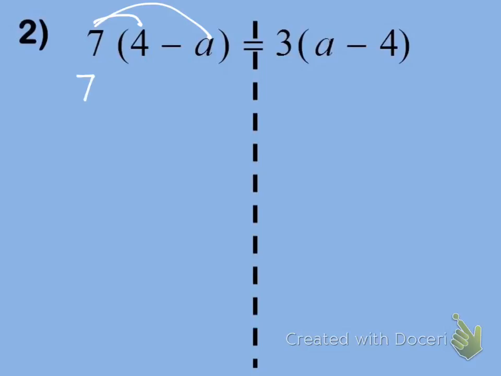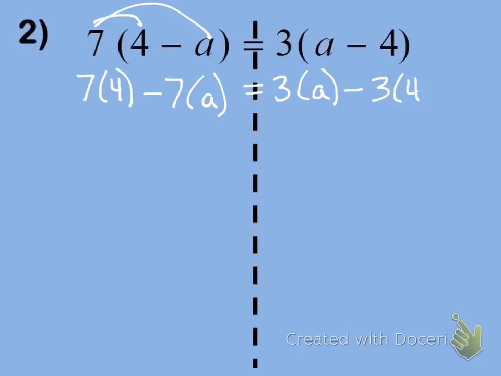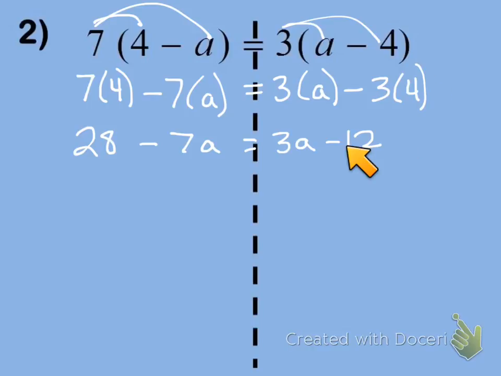Okay, so 7 times 4 minus 7 times a. We actually have to distribute on the other side as well. So this is going to be 3 times a minus 3 times 4. Some of you could skip that step and go right to this next step. I'll have 28 minus 7a equals 3a minus 12. If you can go straight from here to here, boom, do it.